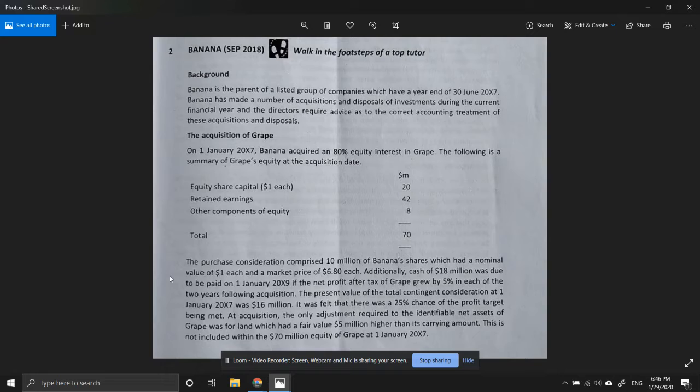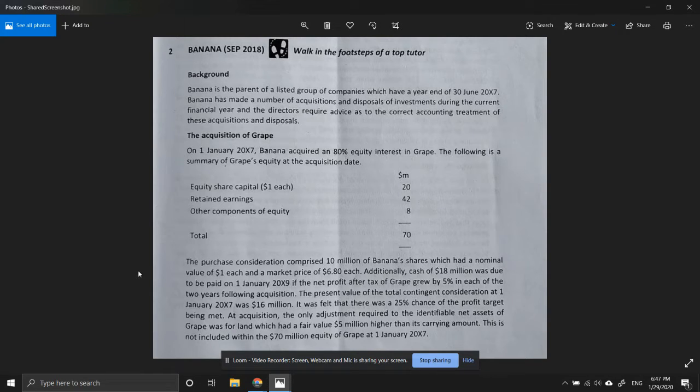70, right? And then the purchase consideration comprised 10 million of Banana shares which had a nominal value of $1 each and a market value of 6.8. So cost of investment, we'll write shares, which is 10 million into 6.8. It does not say any share for share exchange or anything of that sort, so it gives us the pure value. That's what we should use for the goodwill calculation.